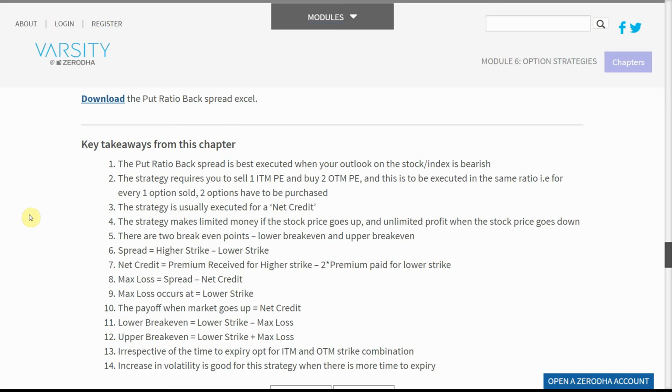There are 2 break-even points, lower break-even and upper break-even. Spread equals higher strike minus lower strike. Net credit equals premium received for higher strike minus 2 times premium paid for lower strike. Max loss equals spread minus net credit. Max loss occurs at lower strike. The payoff when market goes up equals net credit. Lower break-even equals lower strike minus max loss. Upper break-even equals lower strike plus max loss.